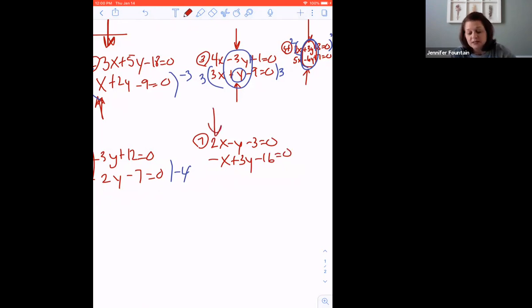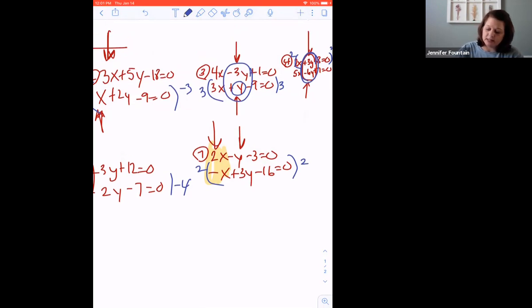You could either focus on what to multiply to get your x's as opposites, or you can multiply to get your y's as opposites. Either way, you're still going to get the right answer. I typically just like to work on those first ones, since it's at the beginning of the problem, that's where I start. So to make 2x and negative x opposites, I just want to multiply my second equation by 2. I could multiply my first equation by 3 if I'd rather do that. It's up to you.